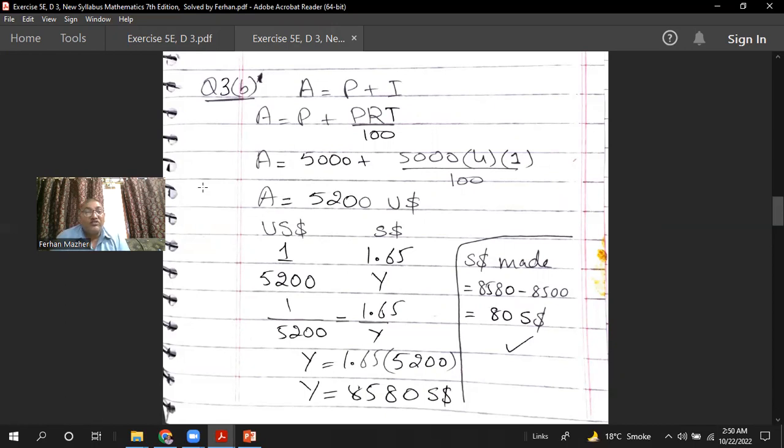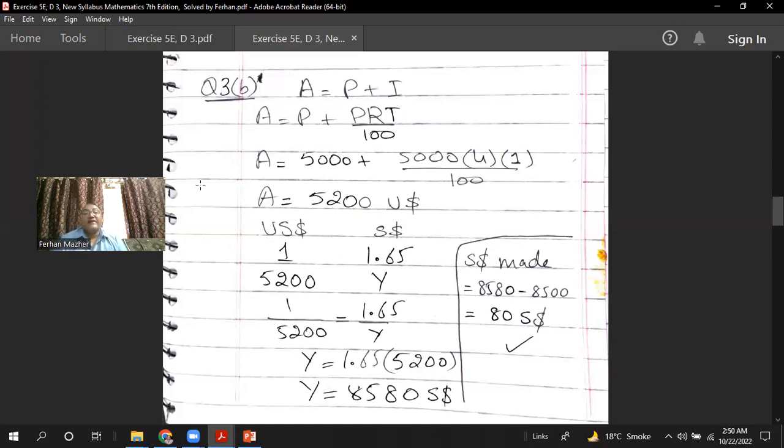The exchange rate is now different. US dollar, Singapore dollar, 1 US dollar equals 1.65 Singapore dollars. So if you have 5,200 US dollars, how many Singapore dollars will you get? So convert that ratio into fractions. So it will be 1 divided by 5,200 equals 1.65 divided by y. So cross multiply. So y will be equal to 1.65 multiplied by 5,200. So y will be equal to 8,580 Singapore dollars.